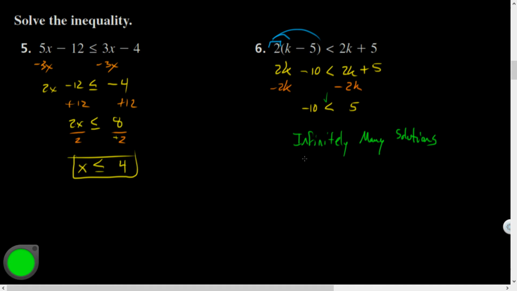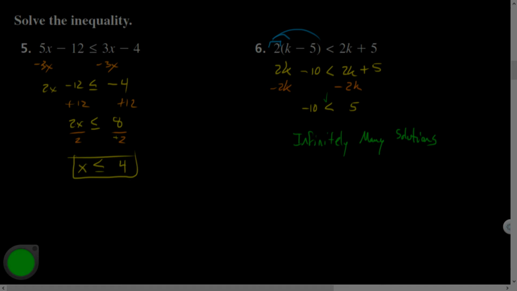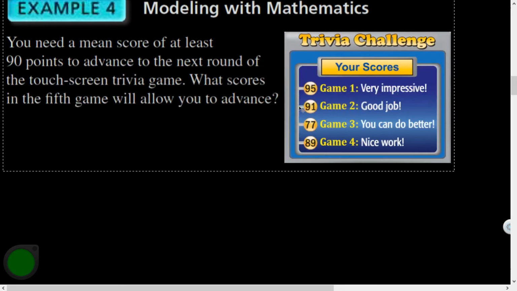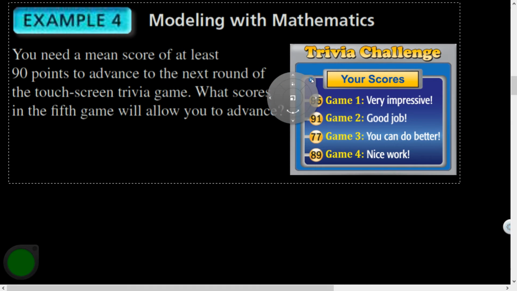Man, I love how glidey my pen is. So great. Let's see, do we have a word problem I can do for you today? What do I got? Example 4. Ooh, trivia. And then we're going to do some awesome class questing today.